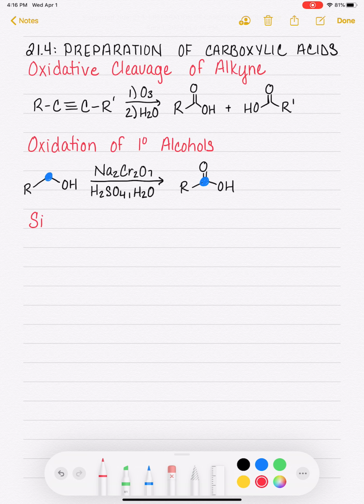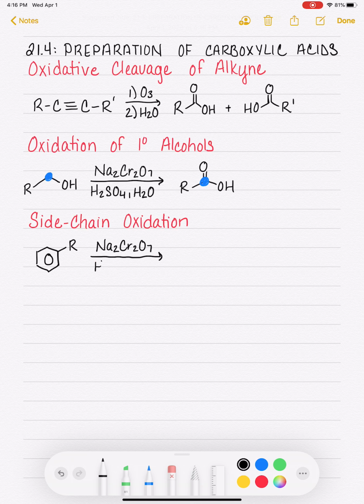Towards the end of 242, we learned about sidechain oxidation. This was a reaction that we learned when we were first getting introduced to aromatics. If we had an R group attached to a benzene ring, it didn't matter what the R group was. We could use oxidizing reagents like sodium dichromate, and regardless of how big that R group was, it would shave the whole thing off down to a carboxylic acid group. So the size of the R group didn't matter.